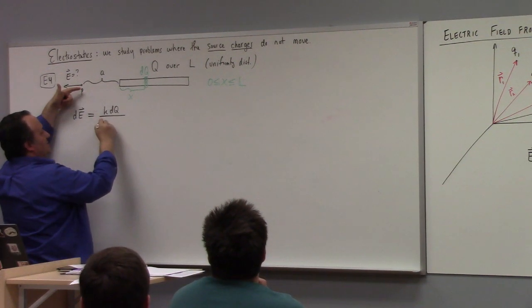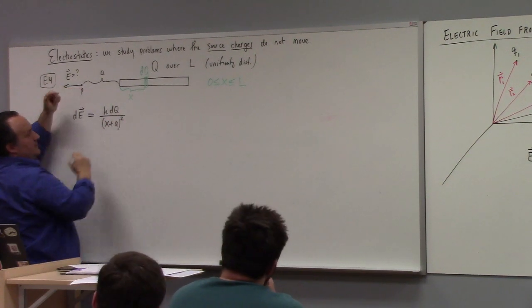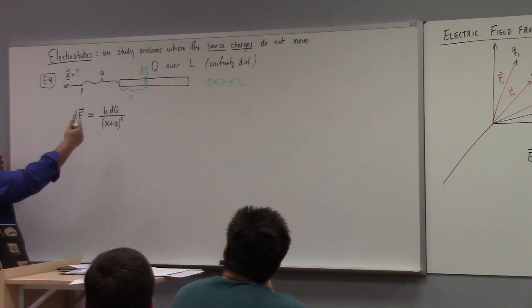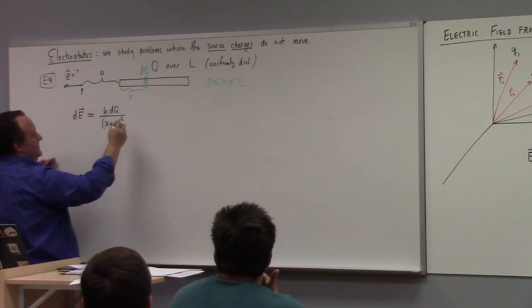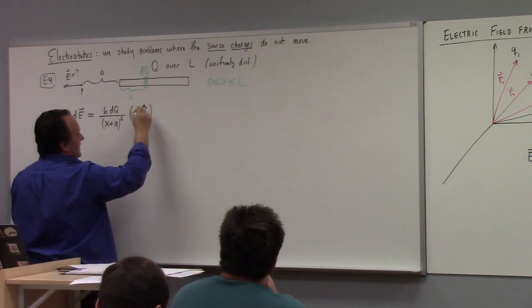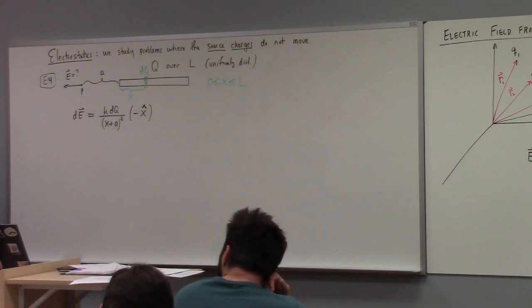Yeah, x plus a, right? x plus a squared. That's what it is. And what direction does it go? What's the unit vector that point is? I mean, from the problem here, it's clear that it's negative x hat, right? Or if you like, you could put minus i hat there. I won't count you wrong for writing i hat. I'm just going to write x hat, okay?